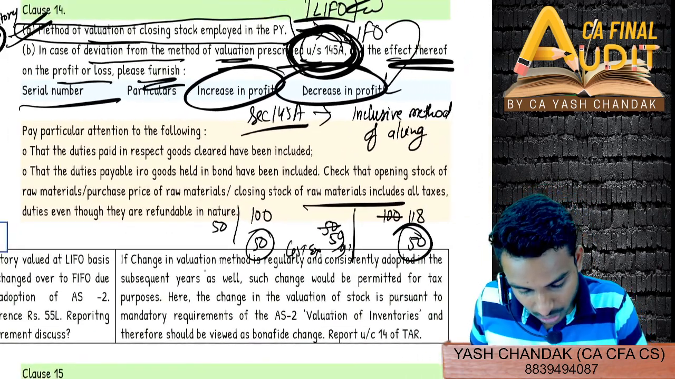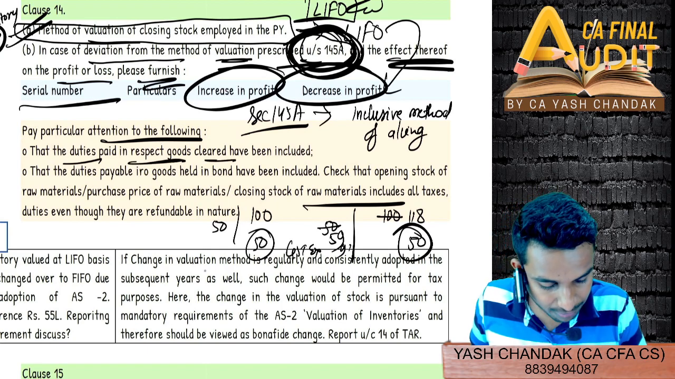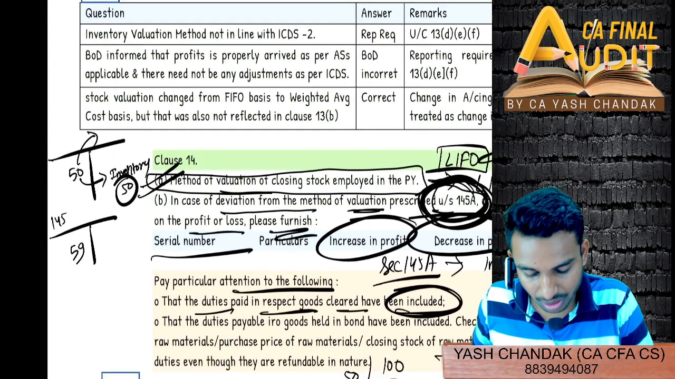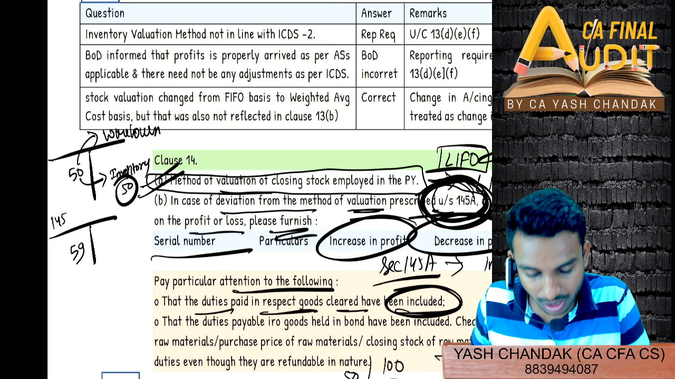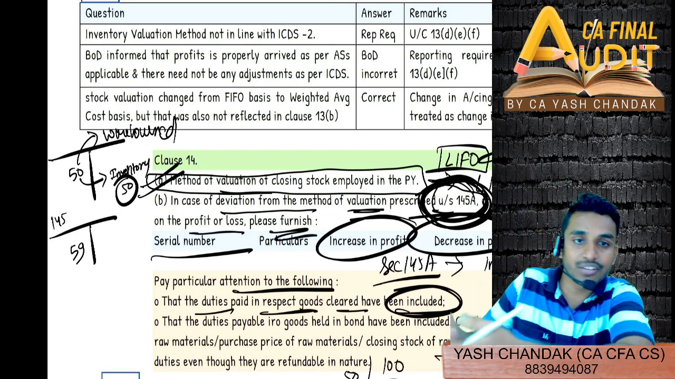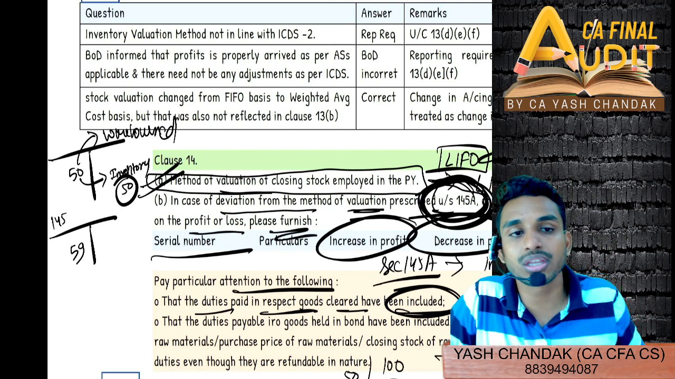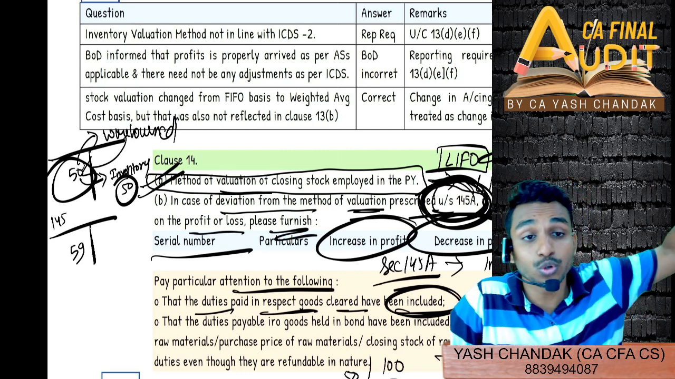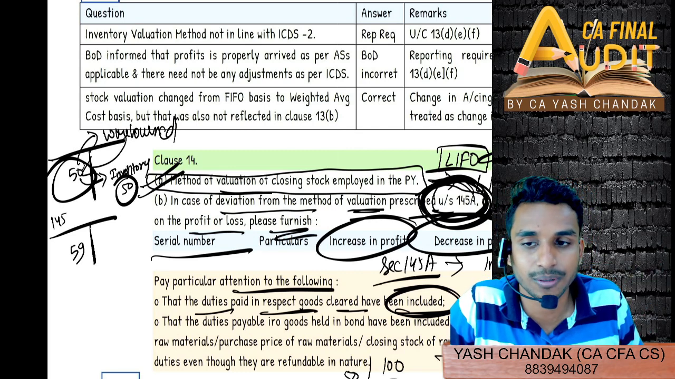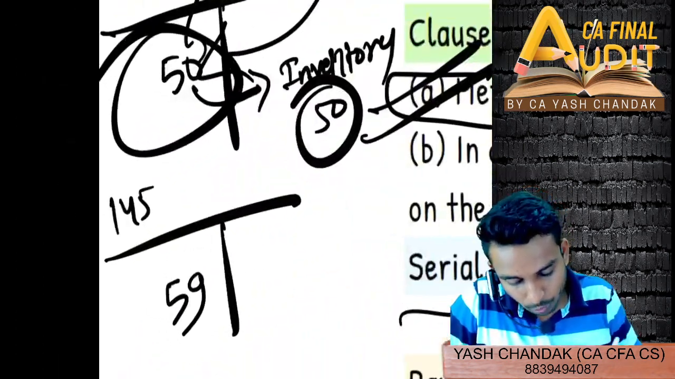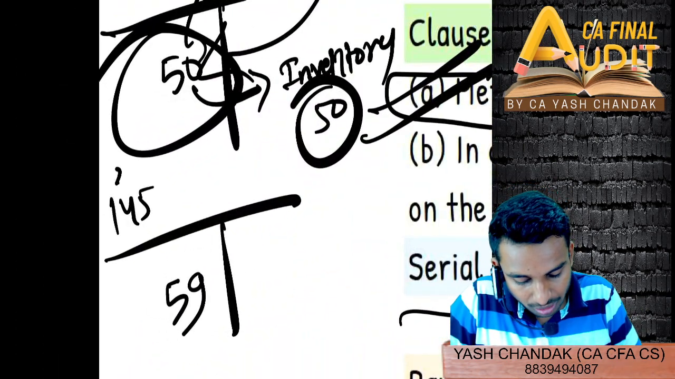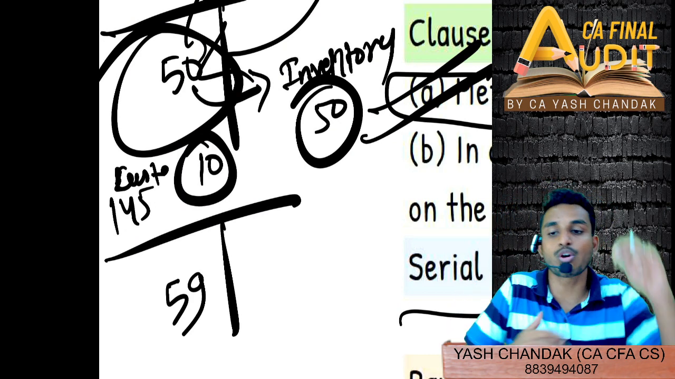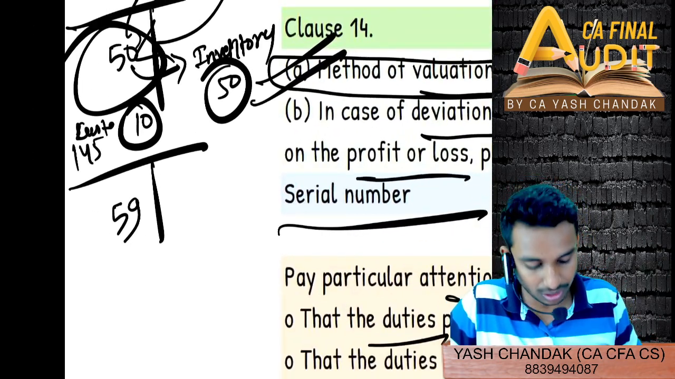So see here, pay particular attention to the following: that the duties paid in respect of goods cleared have been included. Do you remember customs? There were certain goods called warehouse goods. You have to get your goods cleared from the customs warehouse and pay certain duties to the customs, and that is also included. We have to verify whether those duties are included in the stock or not, because they might show it as a separate expense under customs expense, say another expense of 10 rupees, but we need to ensure that it is also included in purchase or in our cost of inventory.